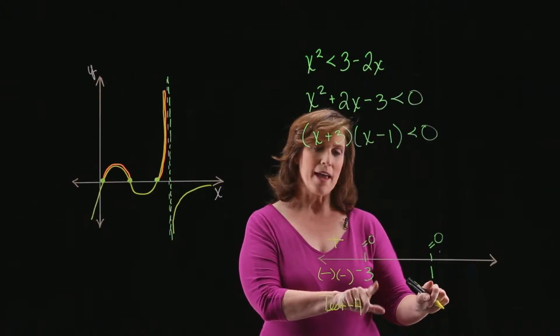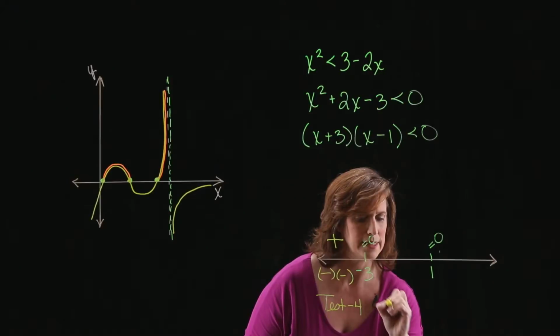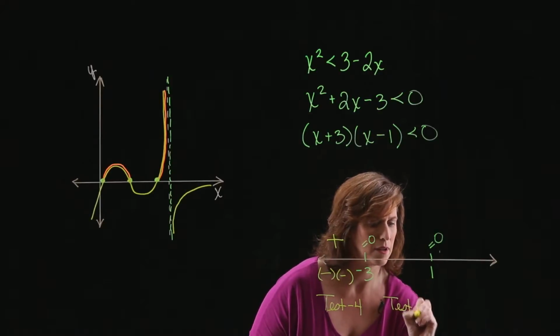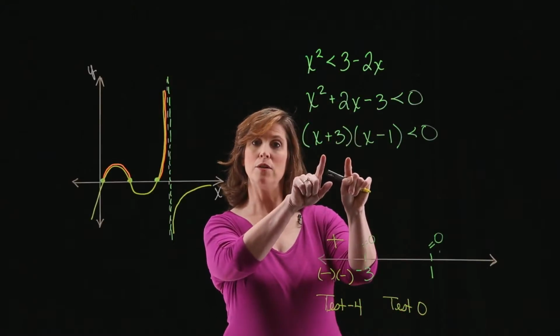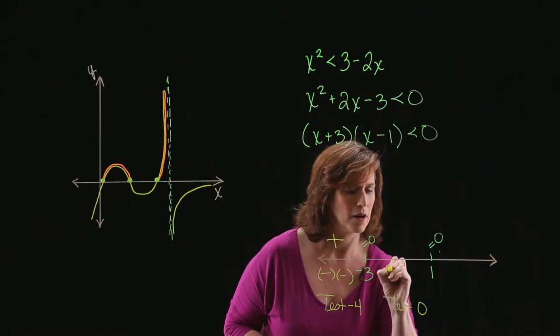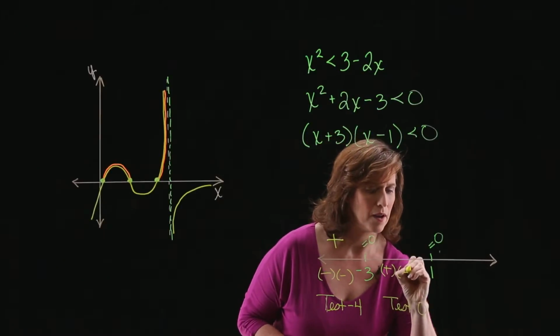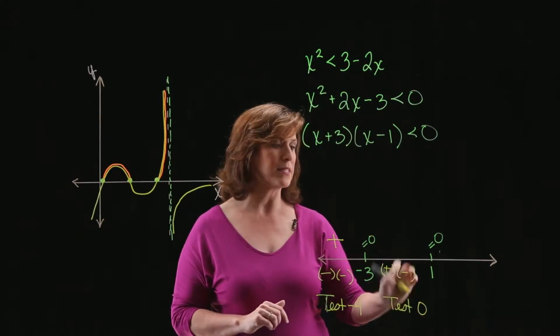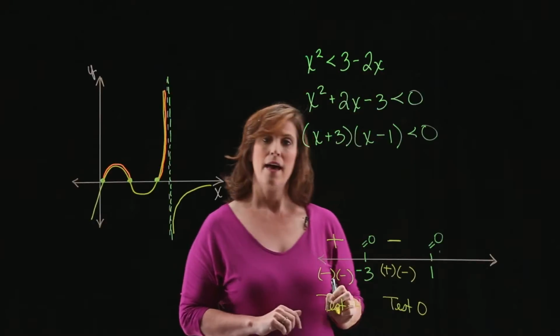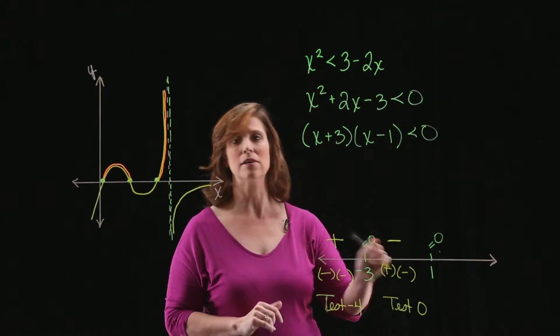Let's choose any point you like between negative 3 and 1. For instance, 0. So let's test 0. If I plug 0 into my expression, 0 plus 3, that's a positive number. 0 minus 1 is a negative number. A positive number times a negative number is negative. And remember, I just tested 0, but no matter what point I tested, I would still come up with negative.